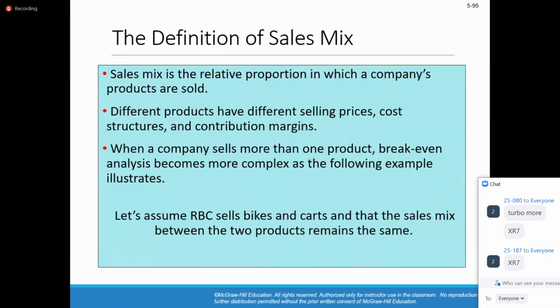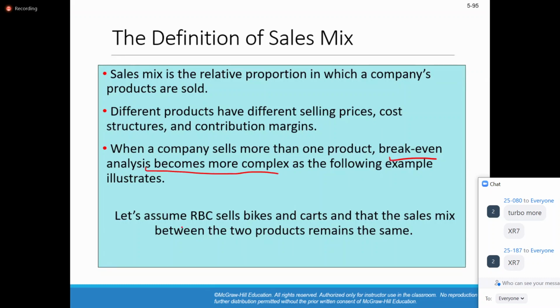Okay, so we know what the sales mix is. This is the relative proportion of the sales of the company's products. And you see different products have different selling prices, different cost structures, and different contribution margins. So obviously, when this is the case, break-even analysis becomes complicated. And what can we do? How can we come out of this complex situation?